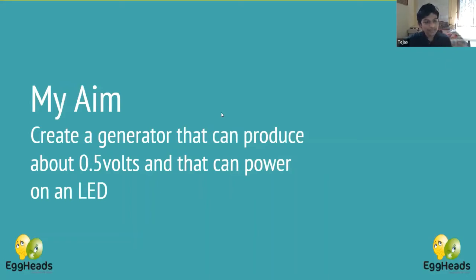Now, what was my aim in the project? The aim was to create a generator that can produce about 0.5 volts and power an LED. The reason I said 0.5 volts specifically is that that's the smallest LED, with the smallest charge, that you can get.